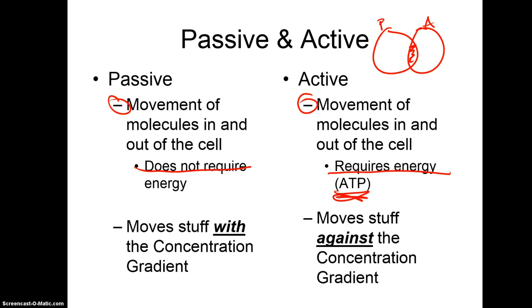Passive, you also need to know, moves stuff with the concentration gradient. So concentration gradient, if you're moving with it, you're going to be going from high to low. Active is going to be doing the opposite. It's going to be going from low to high. So make sure you have that written down somewhere as well.